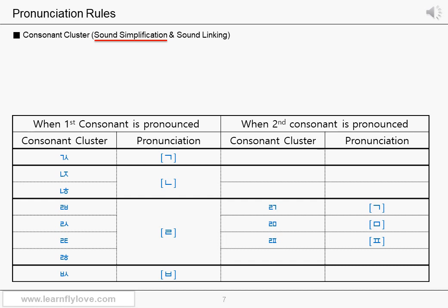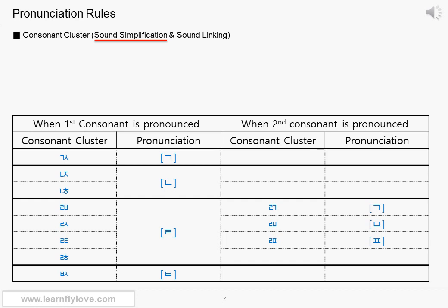Okay, please see the table again. The consonant clusters on the left are the ones of which the first consonant is pronounced. And the consonant clusters on the right are the ones of which the second consonant is pronounced. It's not that difficult to memorize because there are only 3 consonant clusters on the right: L-G, L-M, and L-P. So you just need to remember these 3 consonant clusters, of which the second consonant is pronounced when they come as the last letter of a word or right before any consonant except the U consonant.